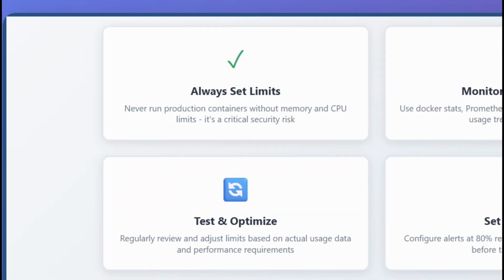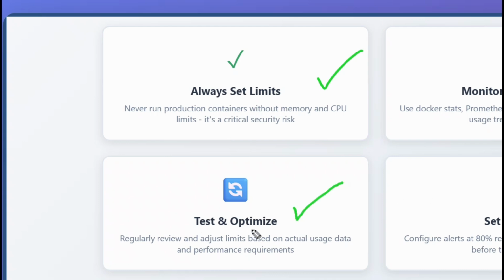First one was always set limits. Never run production containers without memory and CPU limits. It is a very critical security risk. So it's not just a performance issue, it's a critical security risk also. So always set up your limits. And the second point was monitor continuously. That means we need to use the docker stats command, Prometheus, or similar tools, to track the resource usage and trends, as well as the patterns of resource usage. That will basically help us catch issues before they escalate in your production environment.